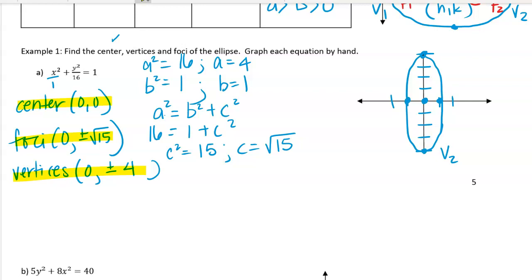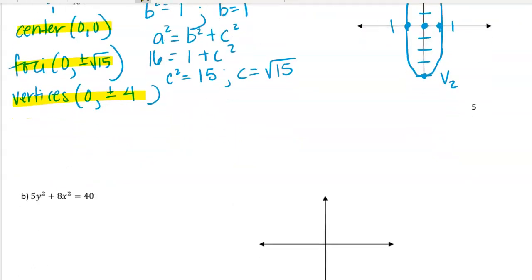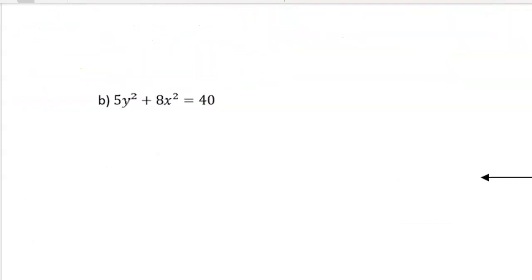Let's do B. B says 5y squared plus 8x squared equals 40. Is that equal to 1, y'all? No. So how do you make it equal to 1? Yep, everyone divide by 40.